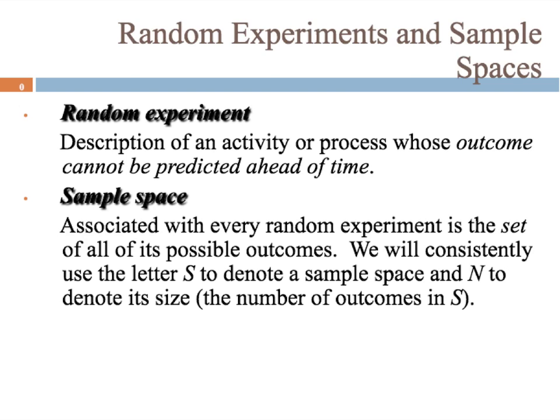A random experiment describes an activity or process whose outcome cannot be predicted ahead of time. And the sample space, usually associated with random experiments, is the set of all of its possible outcomes, so everything that could happen in an experiment. We're going to use the letter S to denote a sample space and n to denote its size, so the number of all possible outcomes within that sample space S.